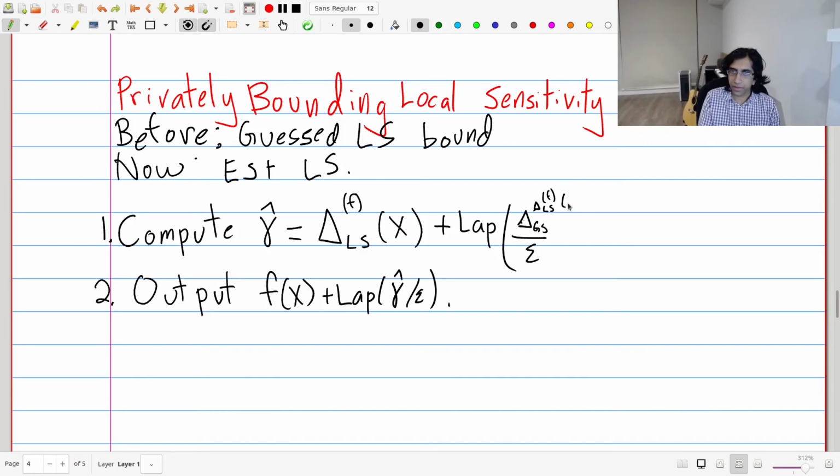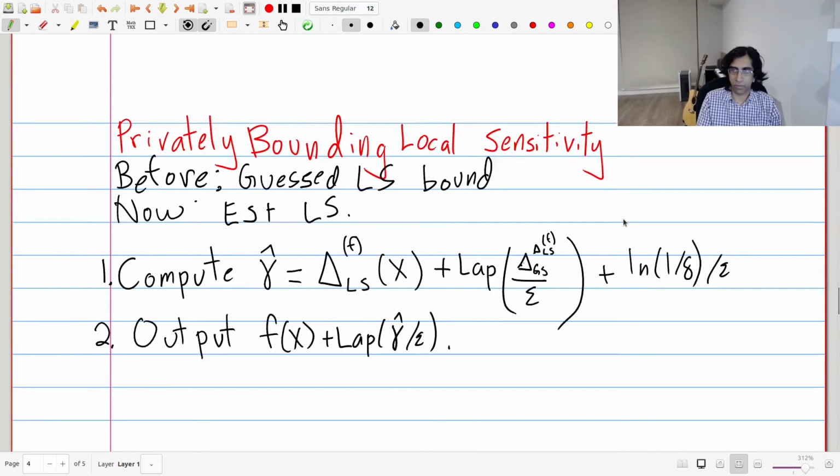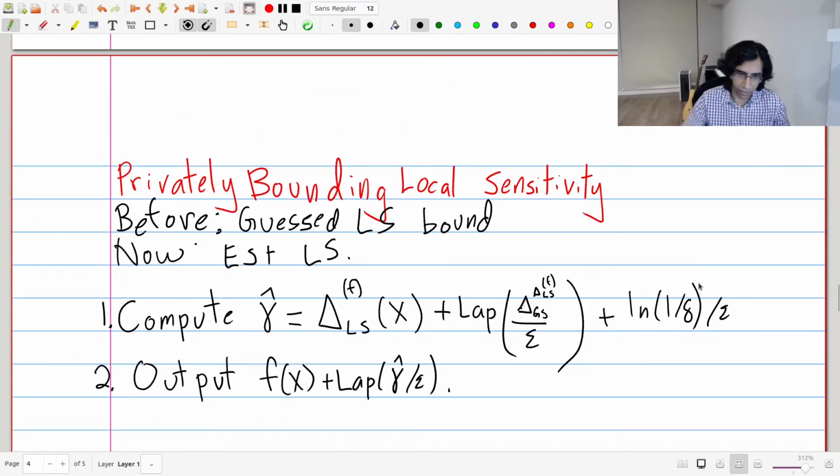Sorry, let me remove this, in fact. Okay, so this is the quantity we're going to consider, and then we're going to add a little bit of slack just to account for the fact that we want epsilon delta differential privacy. This is similar to how we added ln 1 over delta over epsilon in our bounds before, and we were thresholding with respect to that. So let's just take a careful look at this.